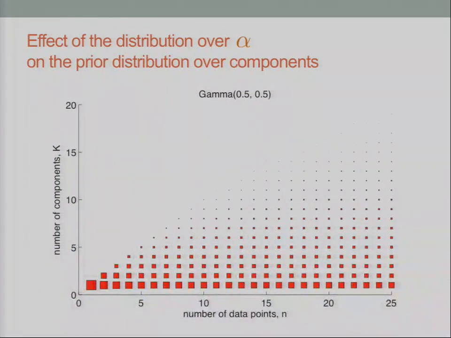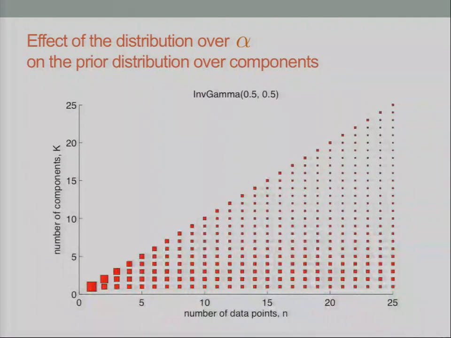Okay? So if you believe that your data probably comes from a really small number of components, but you still want to give some probability to a larger number of components, maybe you're better off using just a gamma. Whereas if you're not sure and you want to be more flexible about the number of components growing larger, then you may want to use inverse gamma.